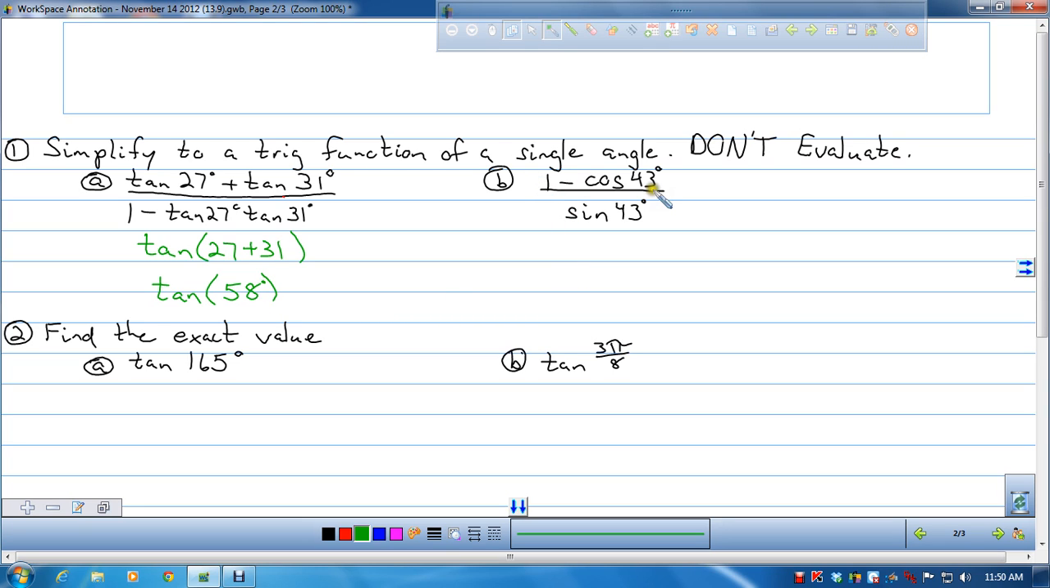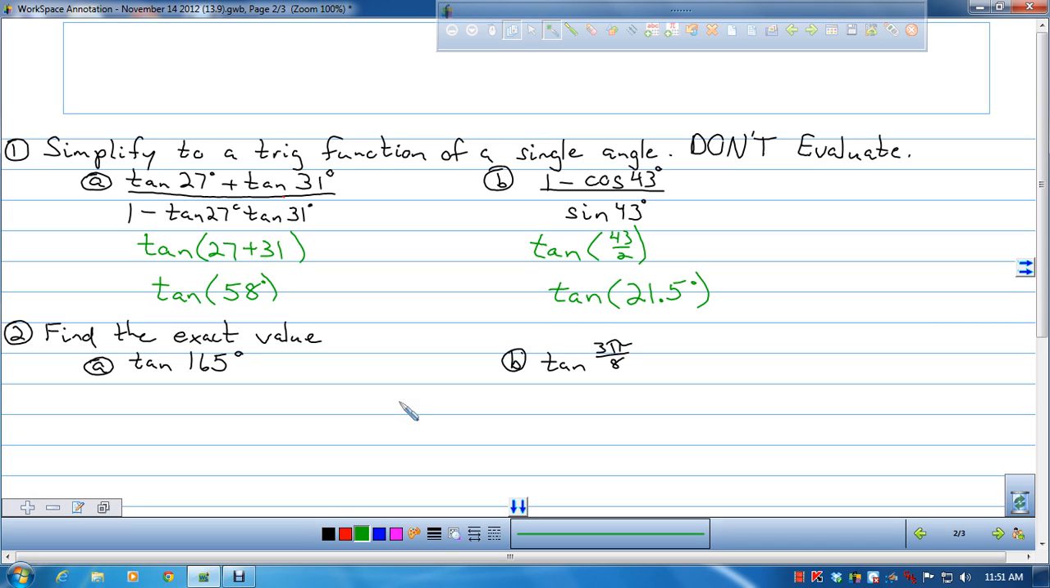So hopefully when you look at this one, you notice that this matches when I take 1 minus the cosine of something divided by the sine of that same something. That matches one of our half angle formulas, and it's tangent of theta over 2, which theta here is 43 over 2. So when I write that as a single angle, I have tangent of 21.5 degrees. Okay. All right.